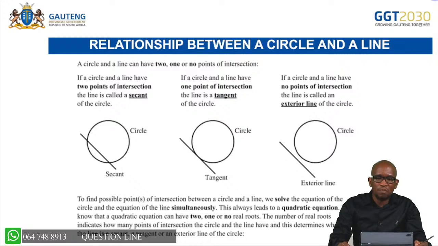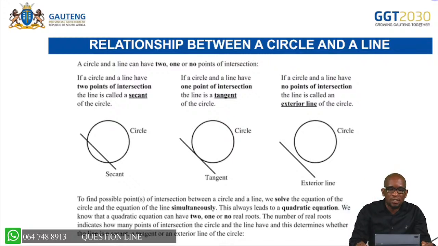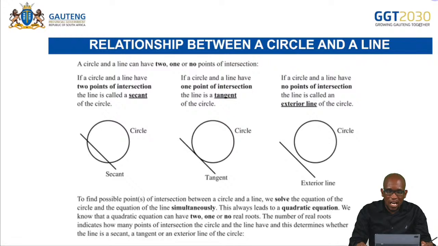There's a relationship that exists between a circle and a line. This relationship will be tested later in the lesson through calculations. But for now, what we should know is that if we have a line that touches the circle at two distinct points, we call that line a secant. If we have a line that touches a circle at one point externally, then that line is a tangent to the circle. And if a line does not touch the circle, then it is an exterior line.